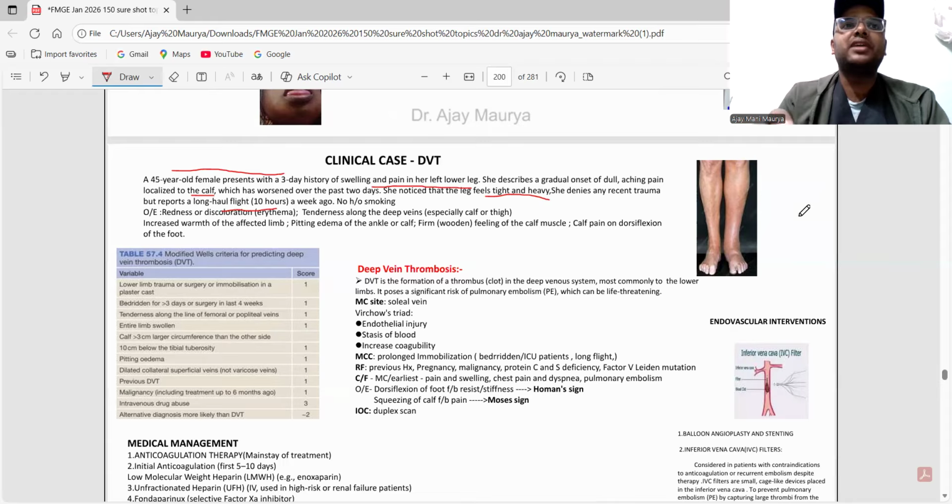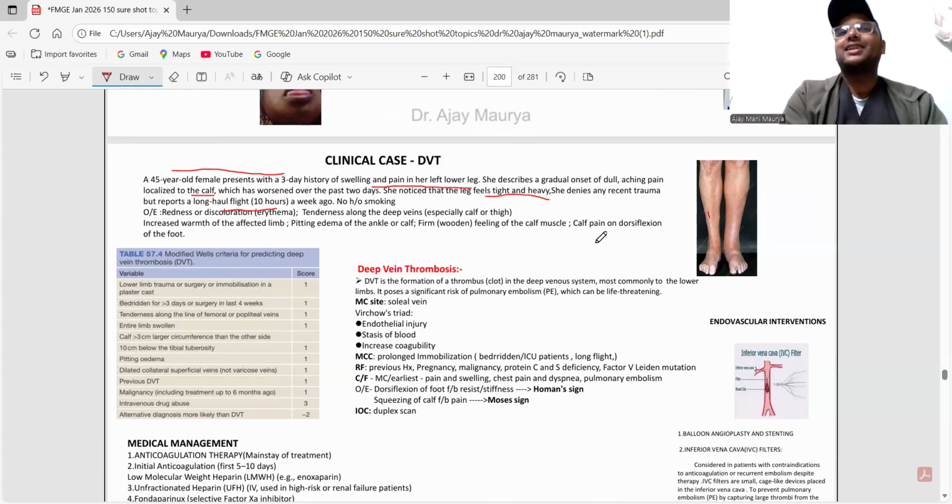There is redness, discoloration, erythema, and tenderness of the deep vein, especially in the calf and thigh. Increased warmth of the affected limb, pitting edema on the ankle, a wooden feeling, and pain on dorsiflexion of the foot.